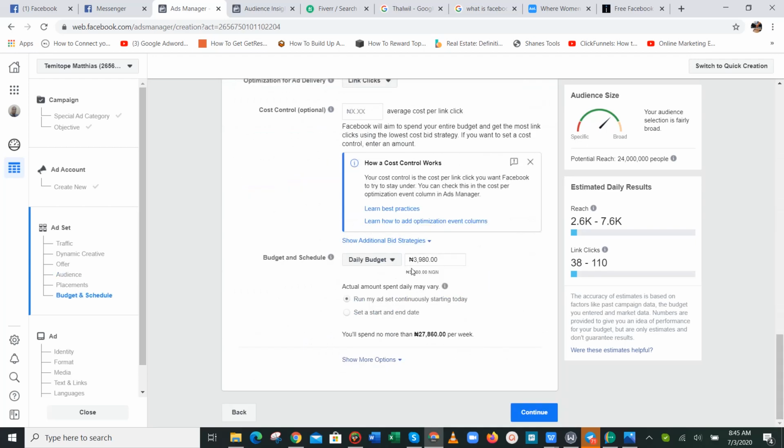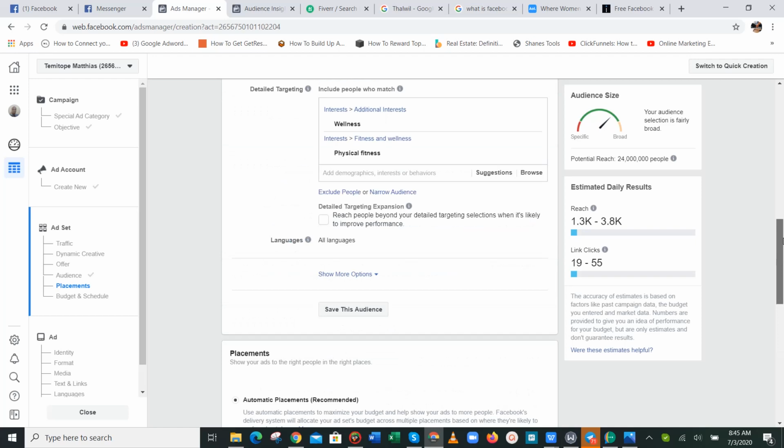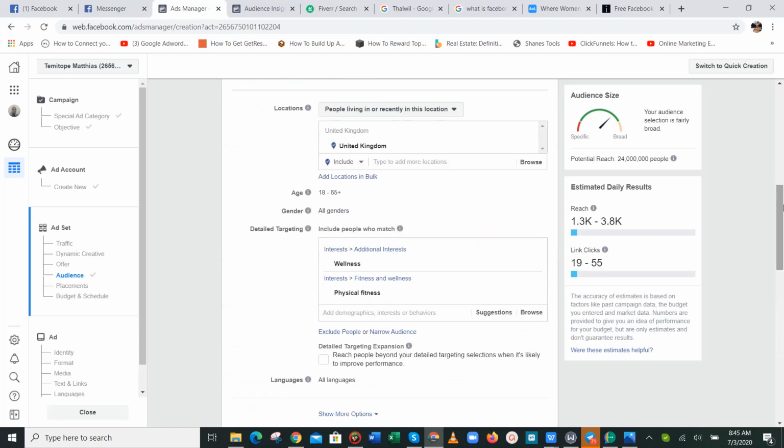Okay, so the daily ads budget it gave us automatically is 3,980. That's about $10 per day. So I want to reduce it to like $5 per day. That's like 1,980. So the reach will reduce, because I've already told you when you add more money, they will promote your product more. So let's go back to our audience now. Let's continue setting it up.